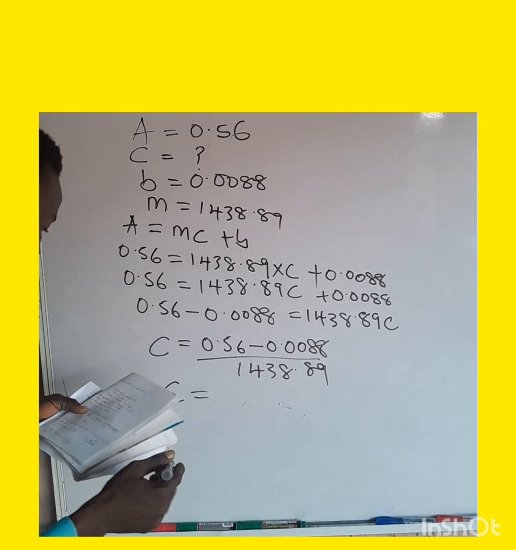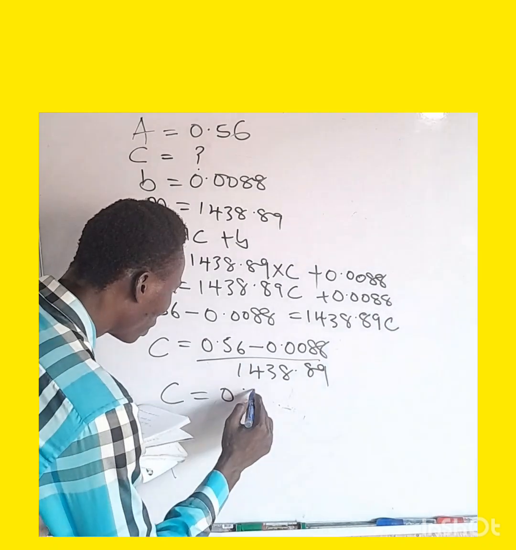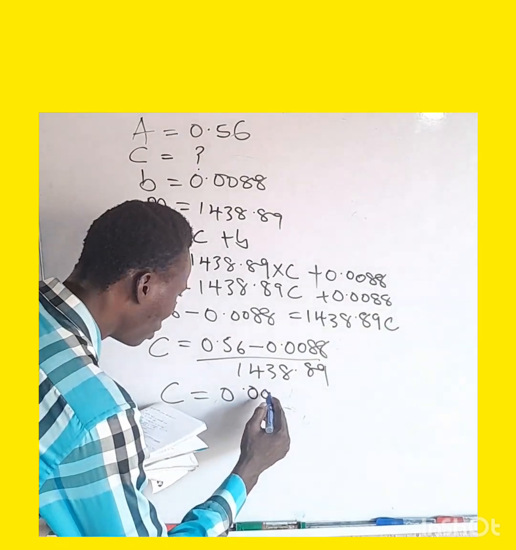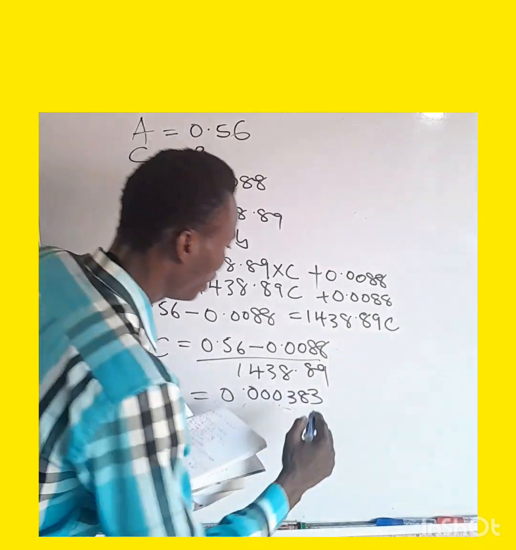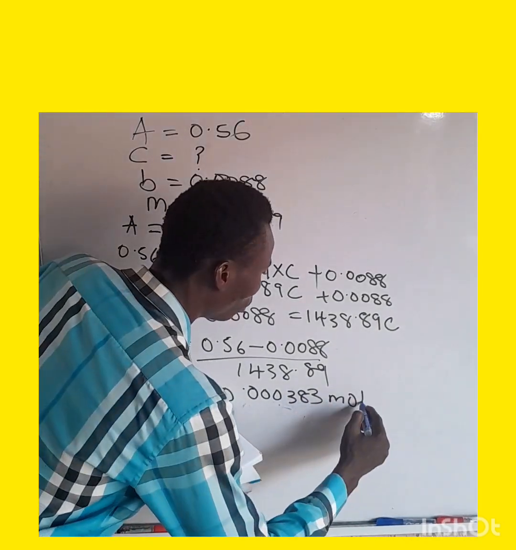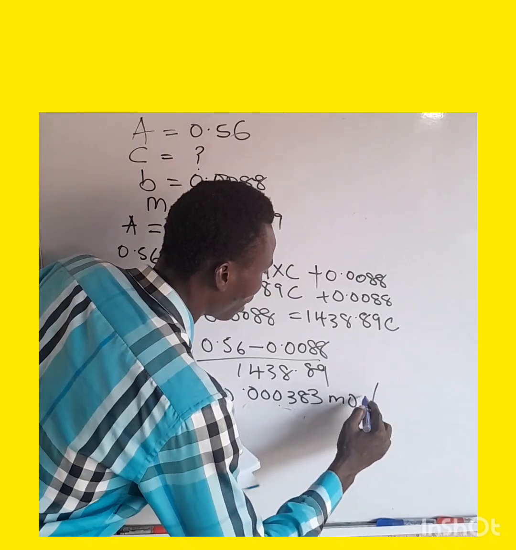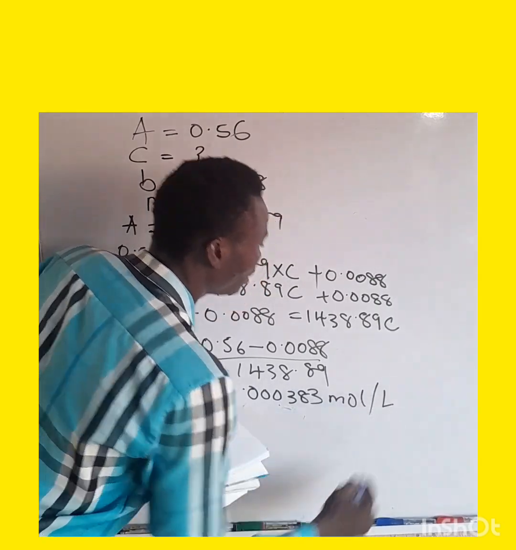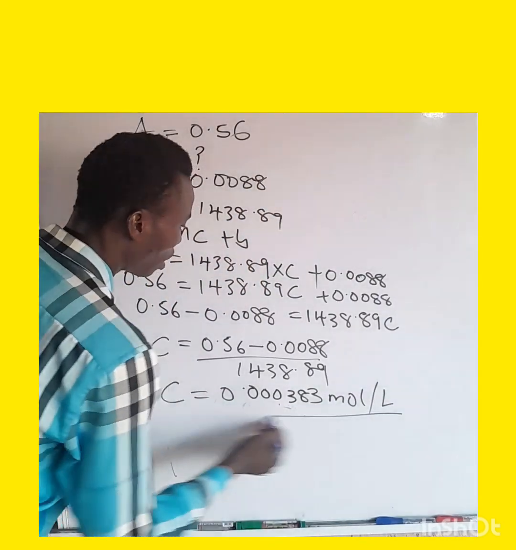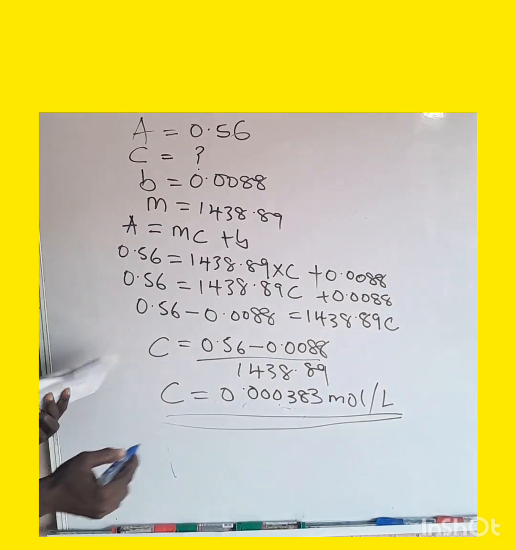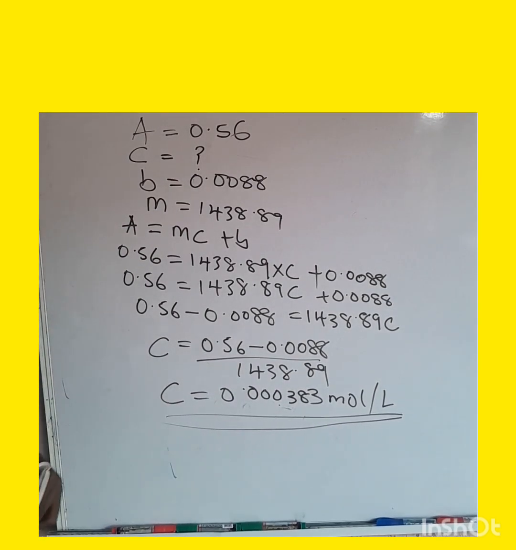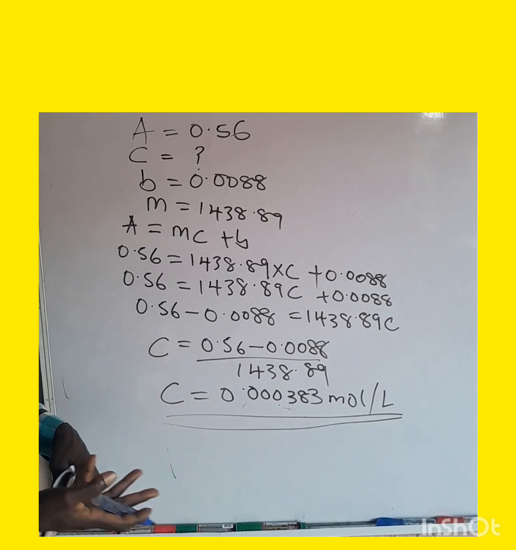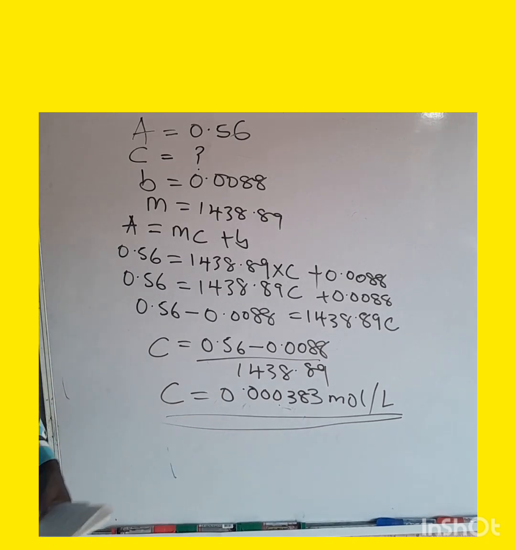So the concentration of the vanadium in that vegetable sample is going to be, according to the value that I have here, 0.000383 mole per liter. Take note of that, mole per liter. That is what the question asks you to calculate, the concentration of vanadium. So this is the concentration of the vanadium. Please let me know whether you understand this or not. Thank you.